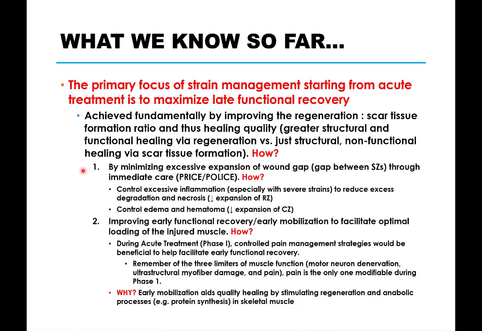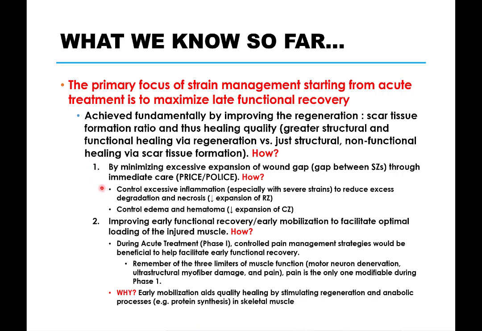In between, we have the central and regeneration zones. So in order to minimize the gap between surviving zones, we need to minimize the expansion of the central and regeneration zones. The PRICE or POLICE principle describes the immediate acute treatment strategy to support this process. So again, the question of how. How do we minimize excessive expansion of the wound gap to help promote quality healing?